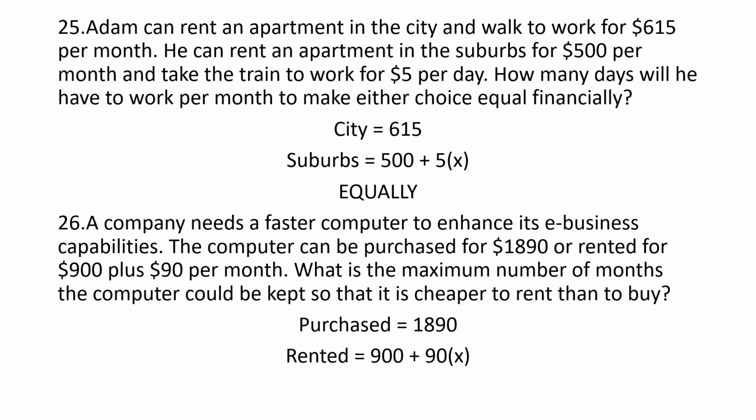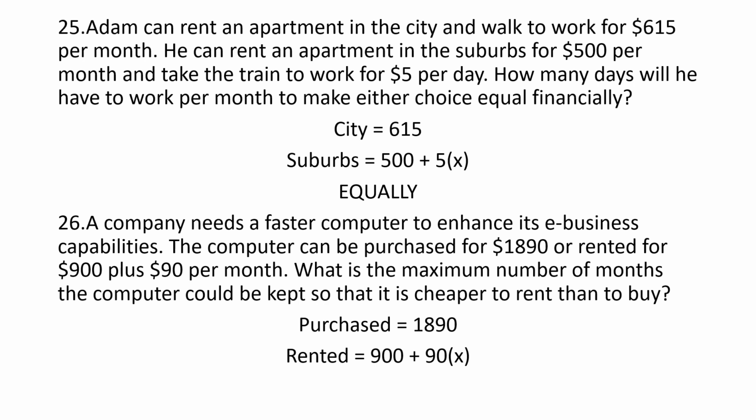But now the question is, what do I do with that information? And it says, how many days will he have to work per month to make them financially equal? So we can just set these equal. Not to 100, to each other. 615 equals 500 plus 5x. And then when I get that value for x, that will tell me how many days he would have to go to work to make those costs the same.